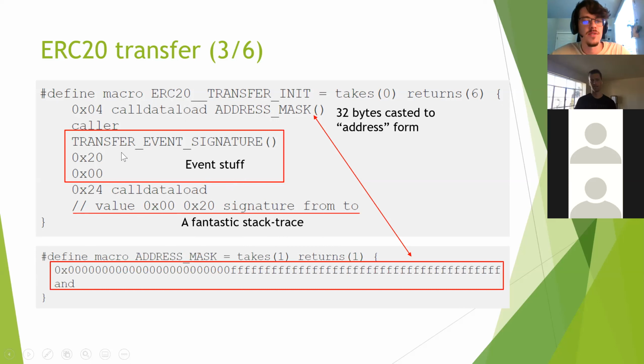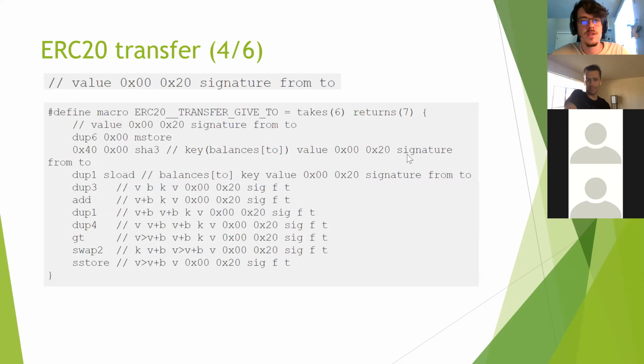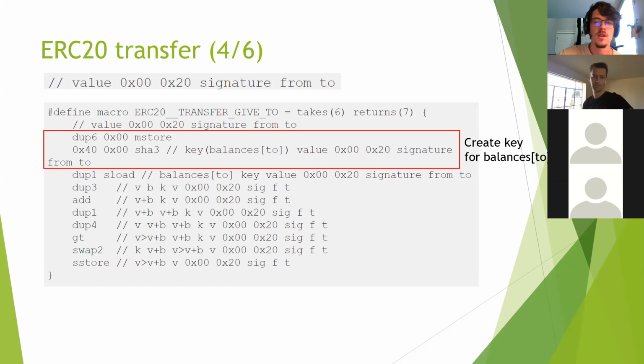And then this stuff for the event, and then the value that's being transferred. Okay, so now we move on to the next piece. It's just the next function or the next macro that gets called in the transfer thing. So this is transfer give to, which handles adding to the balance of the recipient.